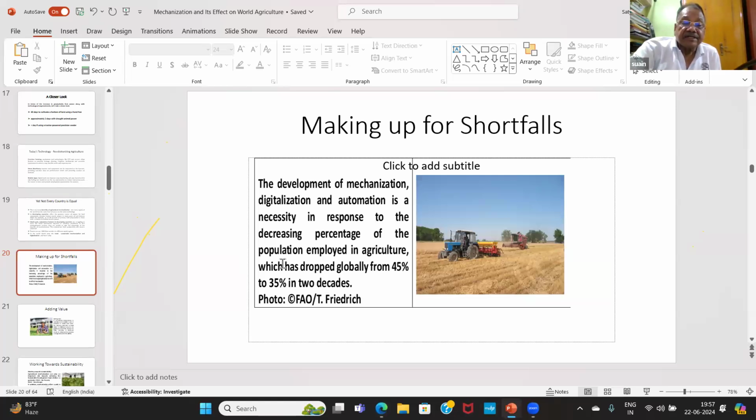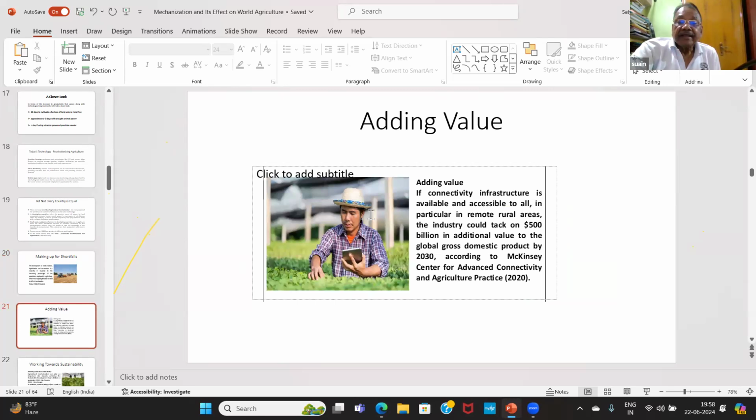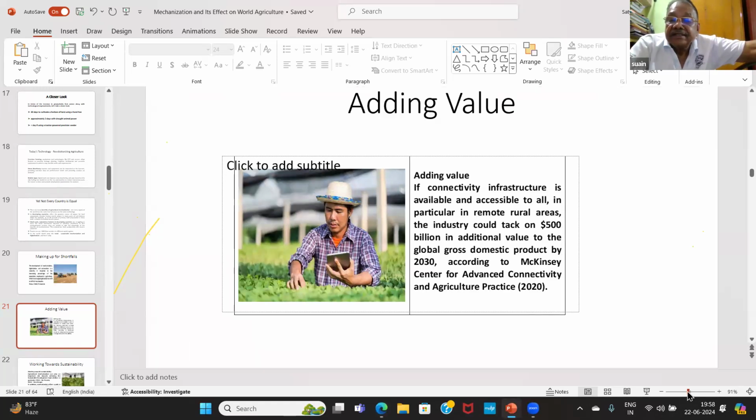And now some statistics: it has dropped globally from 45 to 30% in the last 2 decades. But again, I feel in Odisha also it is more, not 35%. 10% decrease. It is absolutely so. Now you won't find anybody to work for you in your field in agriculture. Then value addition, that is also one aspect. There is very good information available. You can see here.